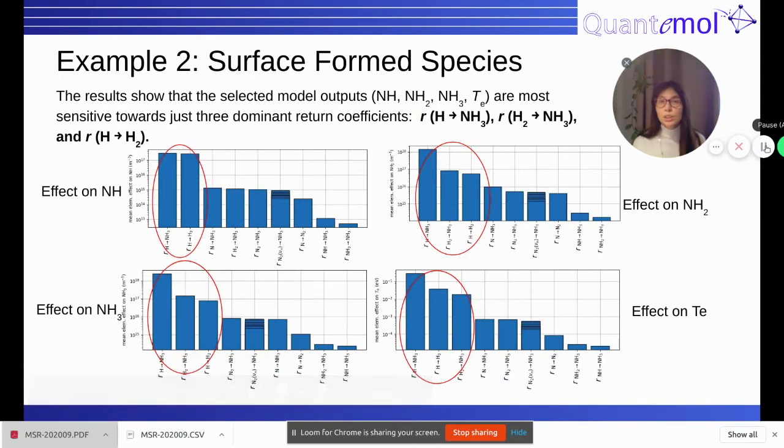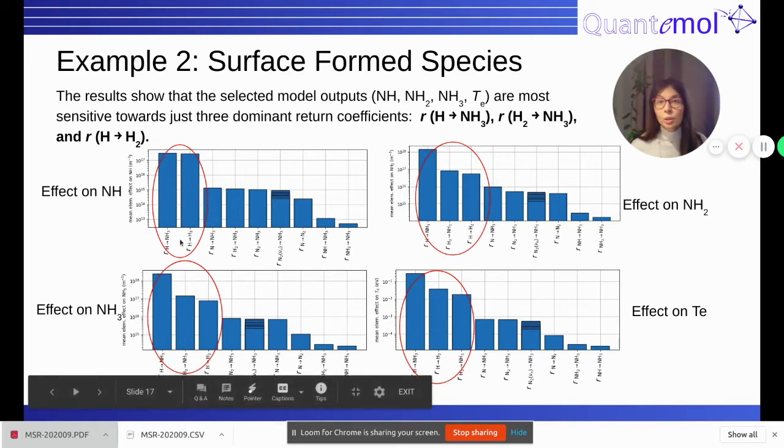It turned out that there were three main reactions affecting the system, our species and electron temperature the most. These are when H arrives at the surface and returns as ammonia, or H2 arrives and returns as ammonia, or an H atom arrives on the surface and returns as H2. You can see the charts comparing different reactions below.